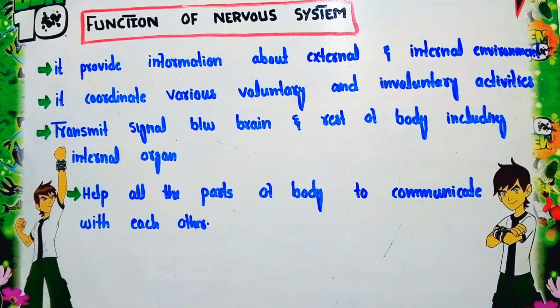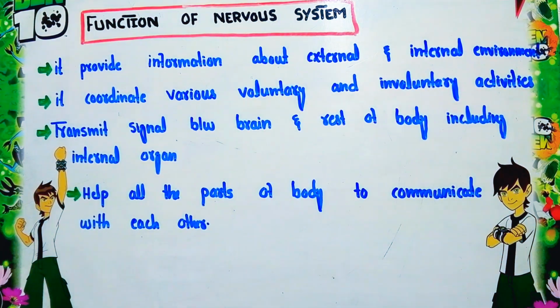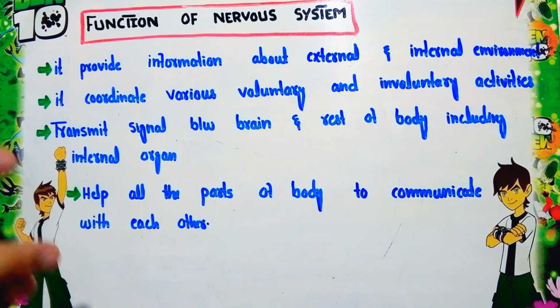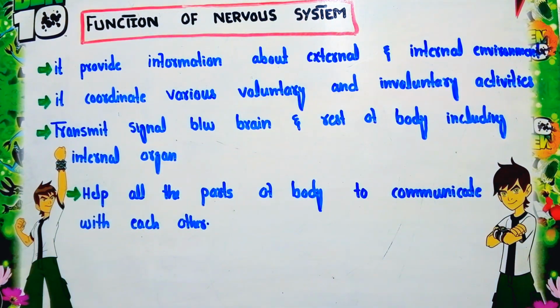The first one is that it provides information about the external and internal environments. So what is the external environment? The external environment is the environment outside our body or outside the cell. While the internal environment is the environment inside our body or inside the cell. When any type of change occurs in either the internal or external environment, the information about these two environments is provided to us by our nervous system. This is the first function of our nervous system.